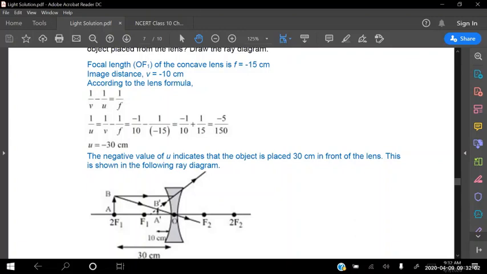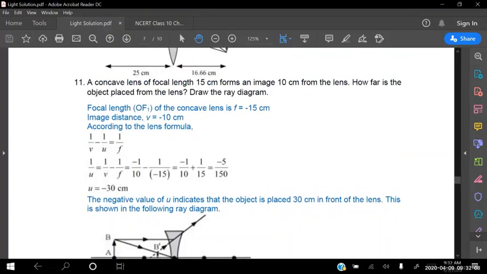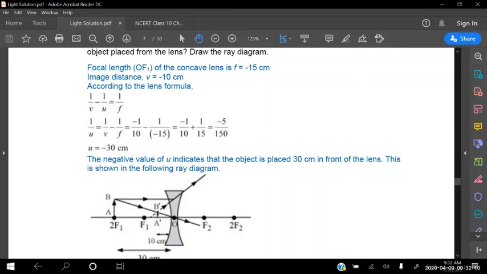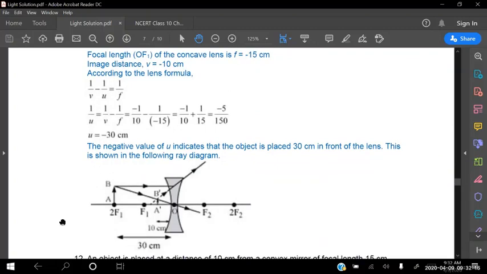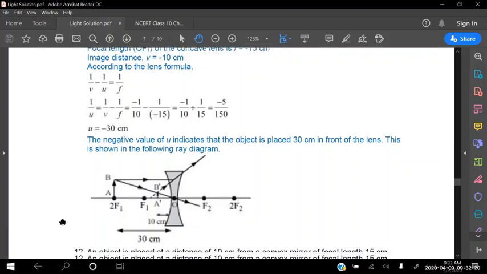So I think you have understood where the object is kept. It is kept at -30 centimeters. So where is your object? -30 centimeter. Because focal length is -15, that means your object is at 2F. Because U is 30, that means automatically you will keep it at 2F. Okay, and you can see what you are getting.